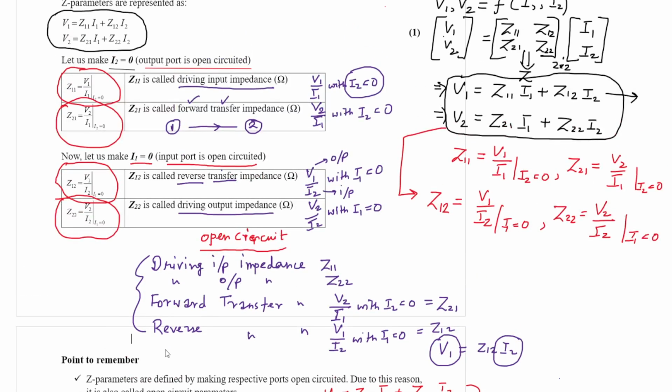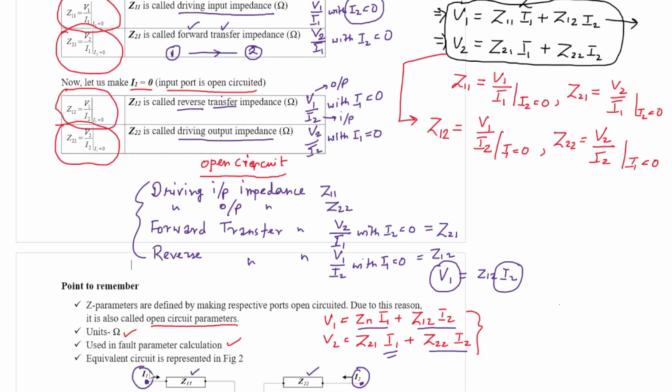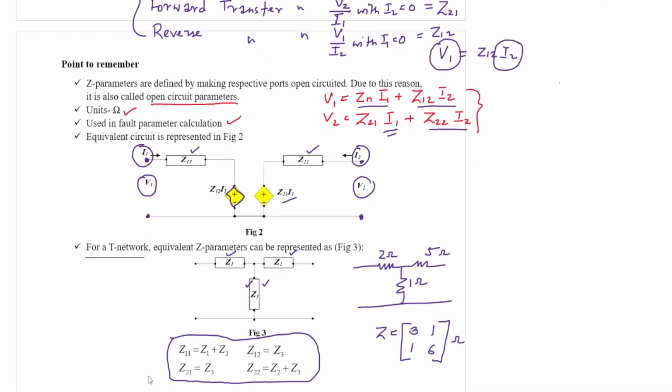This is the definition of Z parameter and its different salient properties. It is called open circuit parameter because we define the different Z parameters by open circuiting ports. All the Z parameters have the unit of ohm. The primary application of the Z parameter is in fault calculation in electrical power systems. This represents the equivalent circuit of a Z parameter representation.